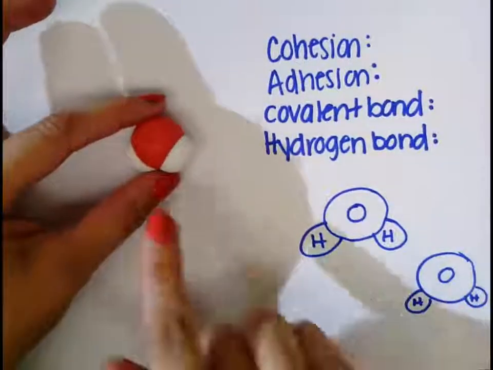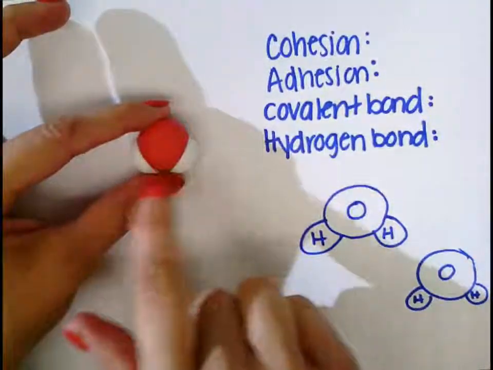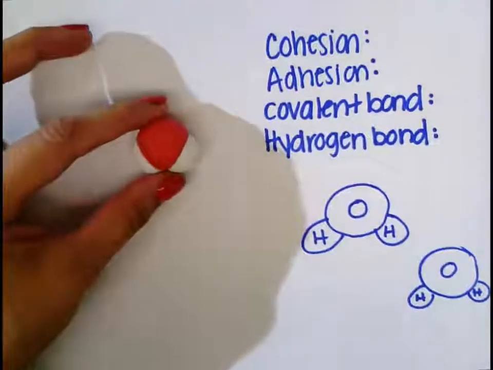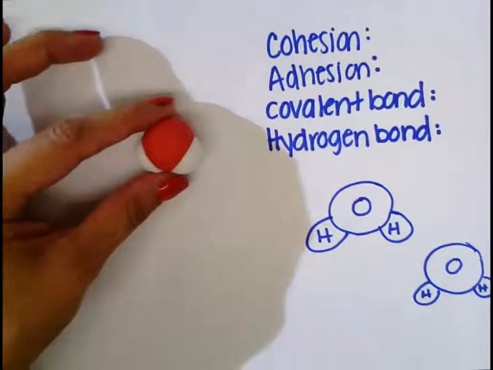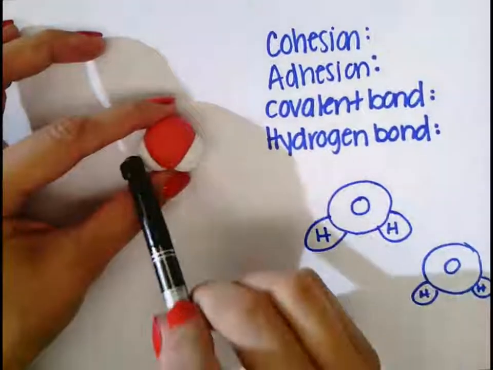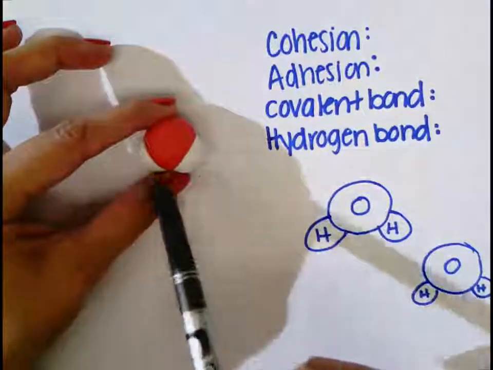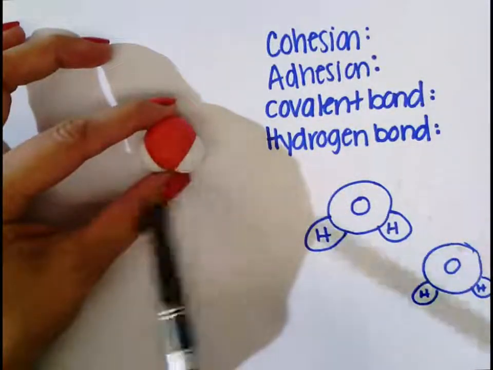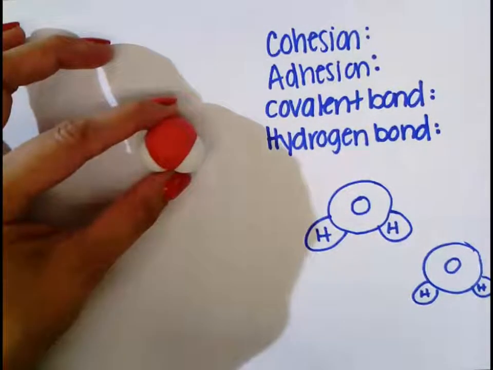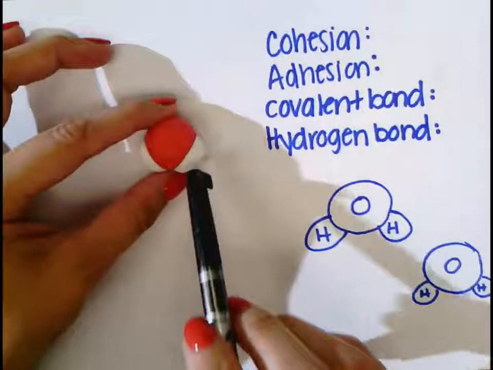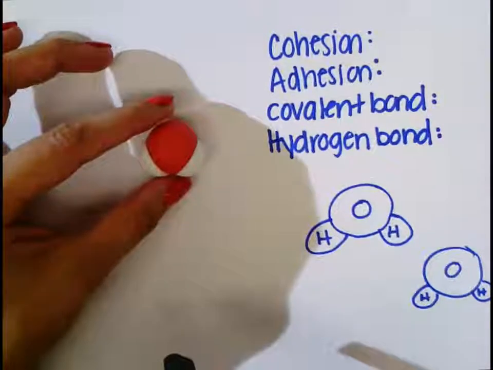And what we have is the red represents oxygen and the two whites represent hydrogen, okay? Remember, H2O is water, so H2 means two hydrogens and one oxygen. So water is a polar molecule. What this means is that this water molecule has an unequal share of charges. The hydrogens are positive and the oxygen is negative.